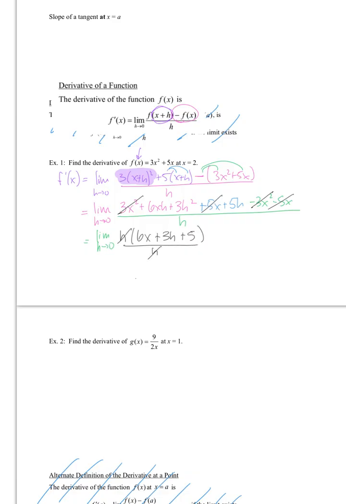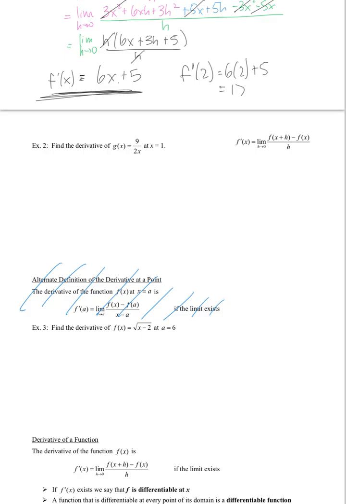And now when those h's cancel, I'm officially able to take the limit. I can put 0 in for x. Excuse me, not for x, for h, giving me 6x plus 5. So this is the derivative. That's the derivative anywhere. Okay, but if you look really close, this problem right here is asking me specifically to find it at 2. So f prime of 2 is 6 times 2 plus 5, which is 12 plus 5, which is 17.